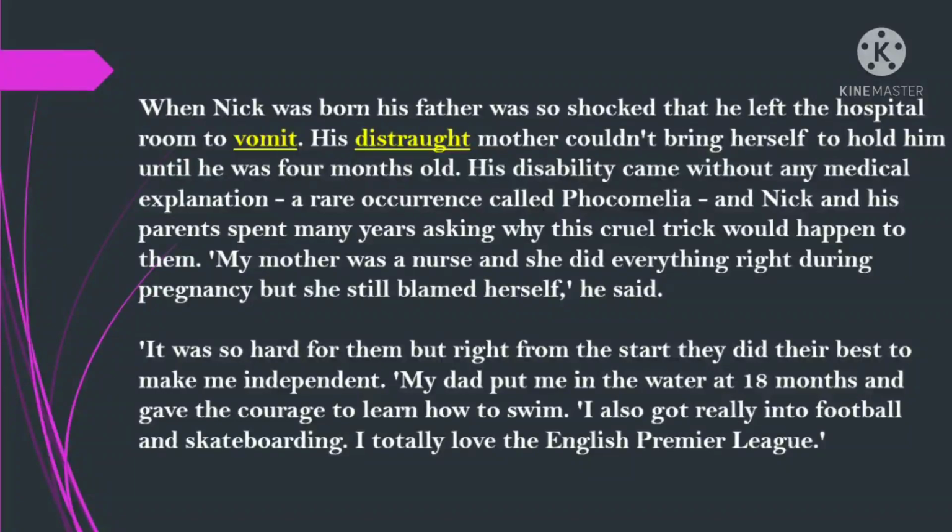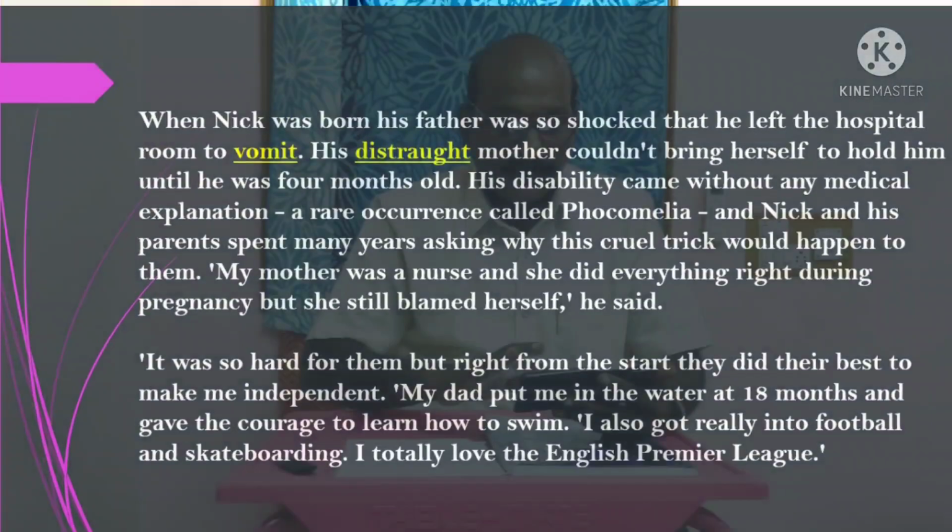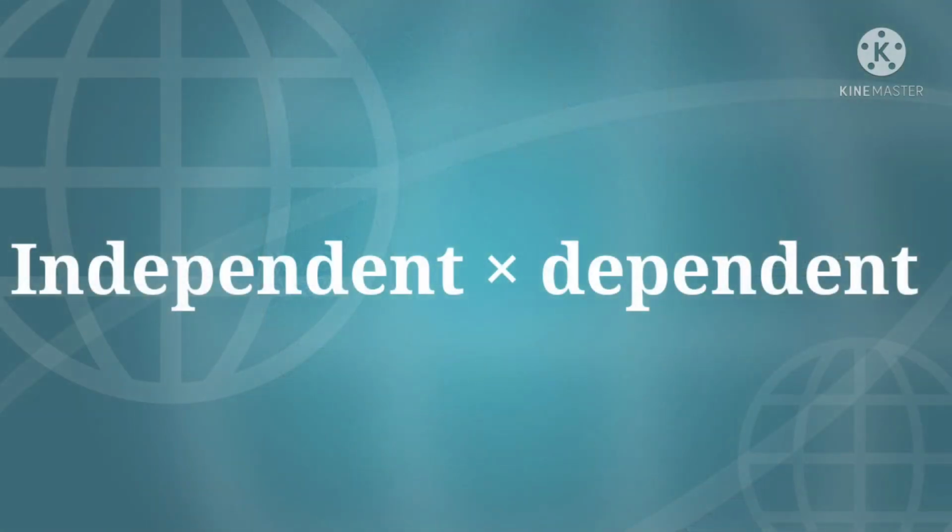It was so hard for them, but right from the start they did their best to make me independent. The parents of Nick felt very sorry initially. Later, they did their best and made Nick an independent personality. What is opposite to independent? Opposite to independent is dependent.